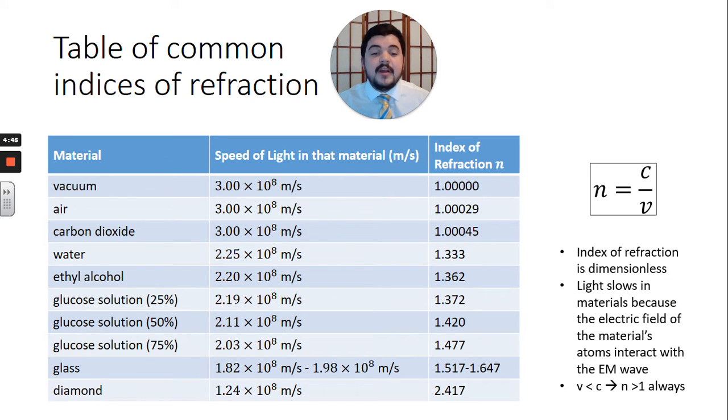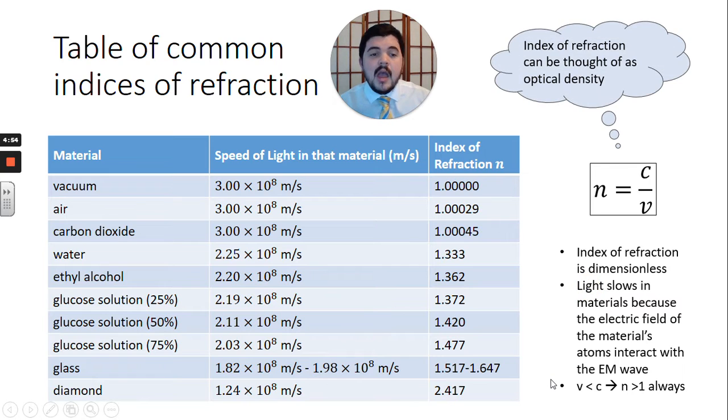And I already mentioned this, but since the speed in a material is always less than or equal to the speed in the vacuum, n is greater than or equal to 1 always. We like to think about this index of refraction quantity, if you're trying to wrap your mind around it, as optical density. The bigger that number is, the more dense it is for light to move through, and the slower light's going to go. So it's our density for optical things, for light. The higher the number, the slower light moves through it.